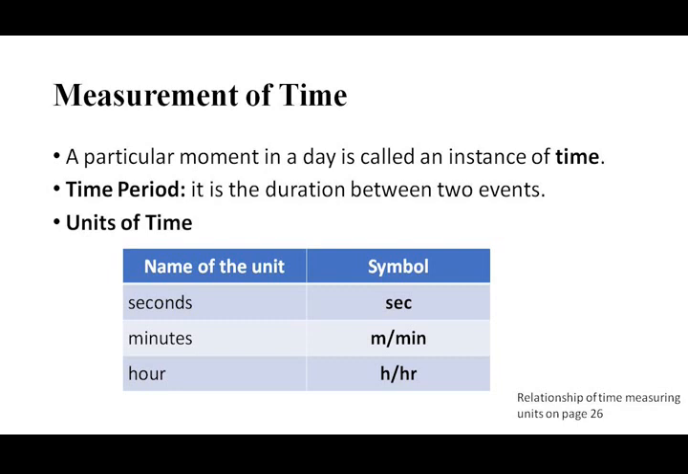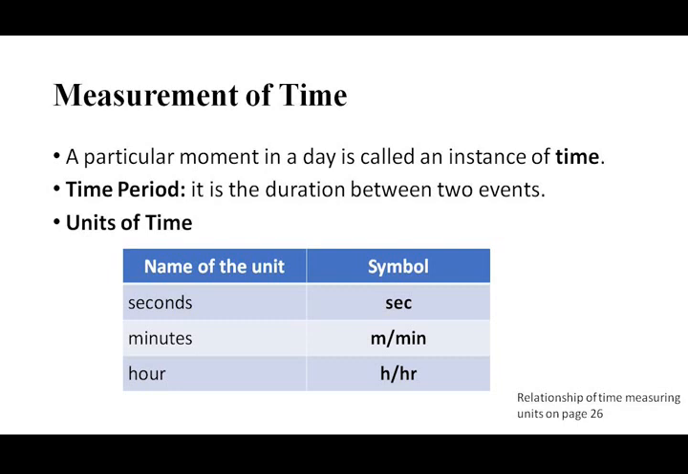Anyways, what are the units of time? First one is the second, the SI unit, and then you have minutes and hour. Sometimes people write second as S, some people write it as SEC, that's fine. Some people write minutes as M, some write it as MIN. Both are correct. Again, for hour, most people write it as H, some people write it as HR. Again, both of them are correct.